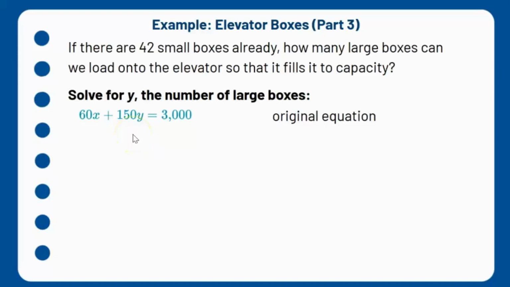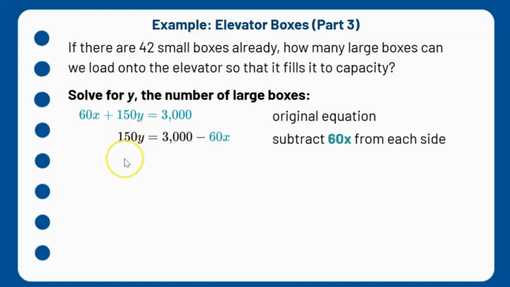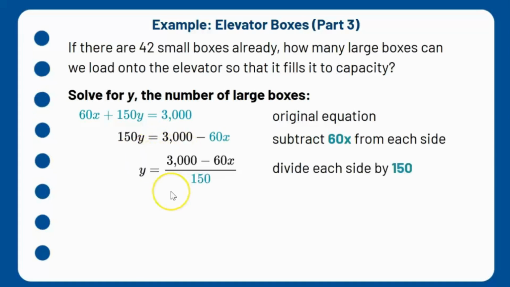Or, a more efficient way would be to first solve for Y. Our first step for solving for Y would be to subtract 60X from both sides. Our next step would be to divide both sides by 150, so that our equation now becomes Y = (3,000 - 60X) / 150. This equation allows us to easily find the number of large boxes that can be loaded, Y, by substituting any number of small boxes in for X.